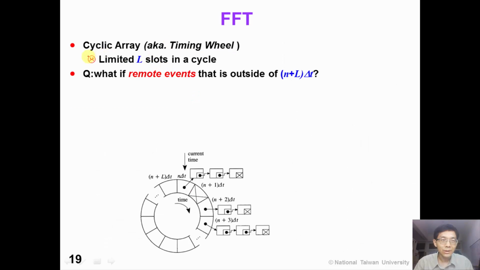The third question is about the cyclic array. We mentioned that there are a limited number of L slots in a cycle. So what if we have a remote event? That means the event is outside of n plus L delta t. What can we do?